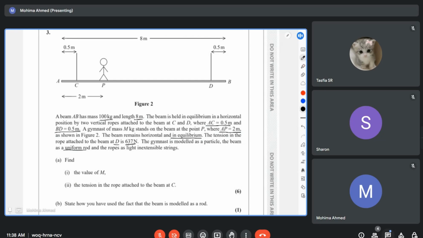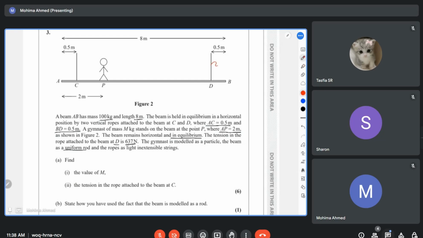So you have to first find the mass of the gymnast, and then the tension of the rope at point C. Now, for the calculations for the gymnast, you still have the unknown value of the tension at C. Tension at C is also unknown. So we are obviously going to take moments about point C so that the tension at C is cancelled and only that m should be taken into consideration, and that will be the only unknown value so far.